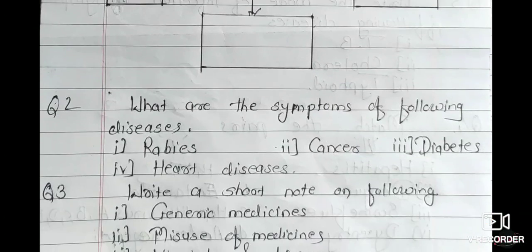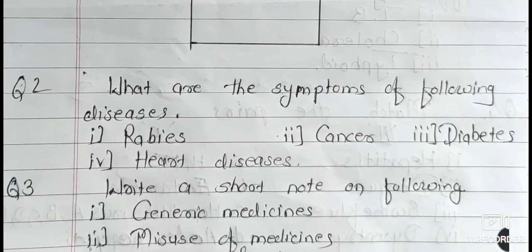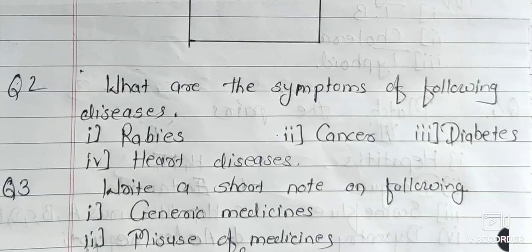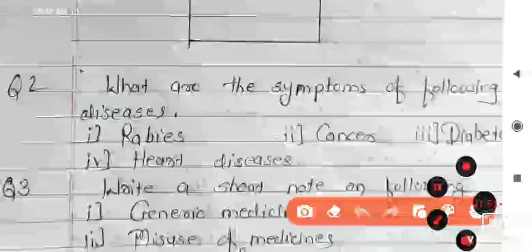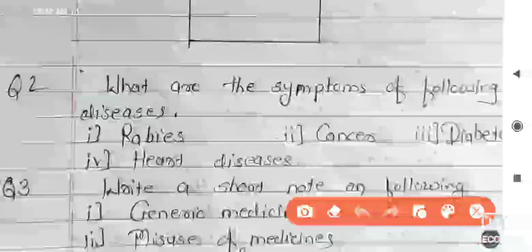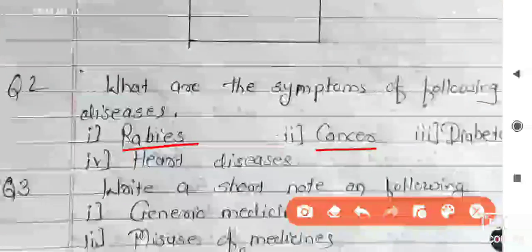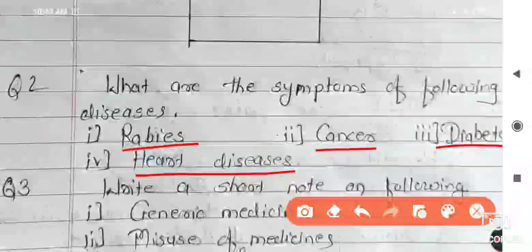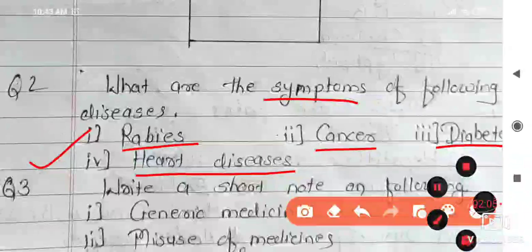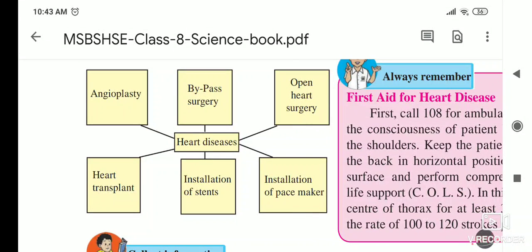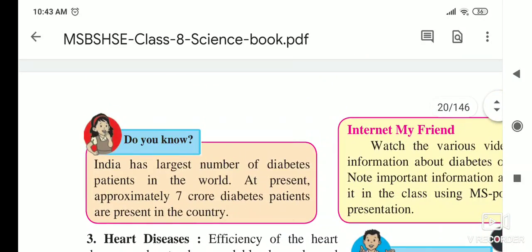Now question number 2. Write the symptoms of the following diseases. Here I gave you 4 diseases: rabies, cancer, diabetes and heart diseases. For these 4 diseases we have to write the symptoms. So for question number 2, you have to write the symptoms of rabies, cancer, diabetes and heart disease.